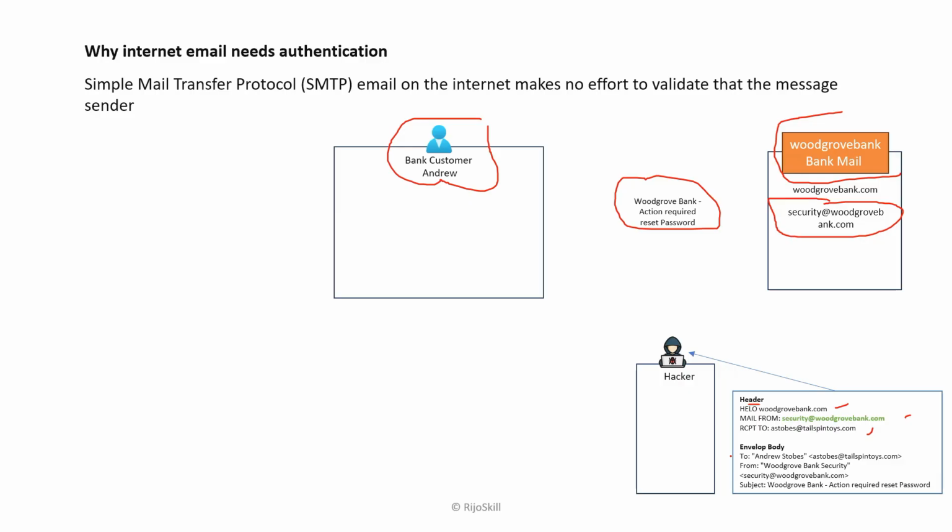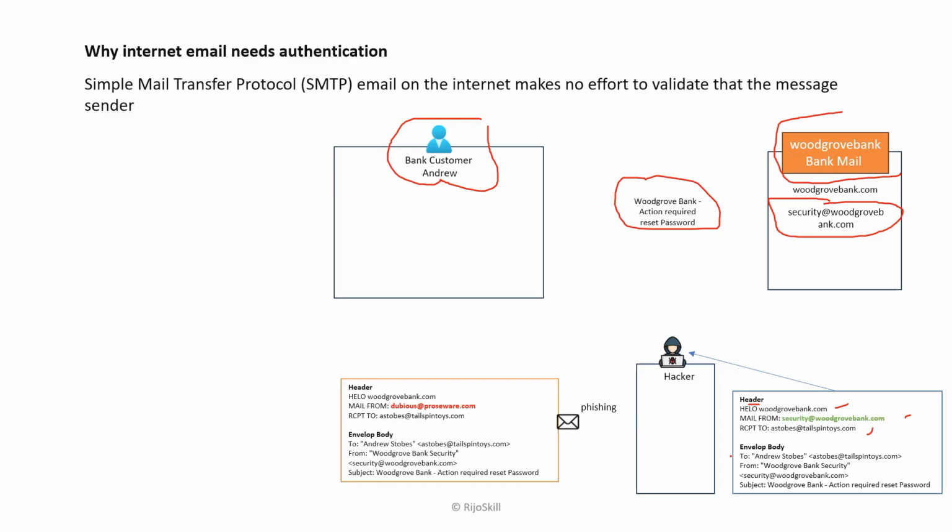This information is passing through the internet. The hacker can hack that information. Once the hacker alters the header, you can see the mail is coming from dubiso@prospera.com, with the same recipient. But the envelope body and everything else will be the same. All the envelope body action will be the same as the original. After that, they send this information to the bank customer Andrew.